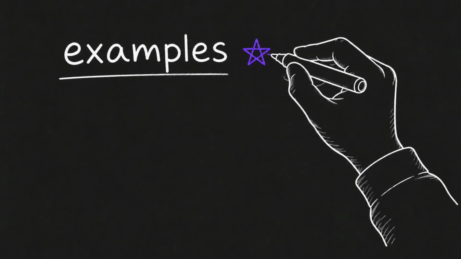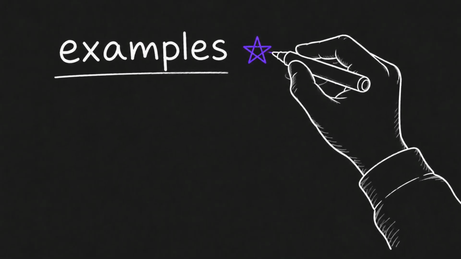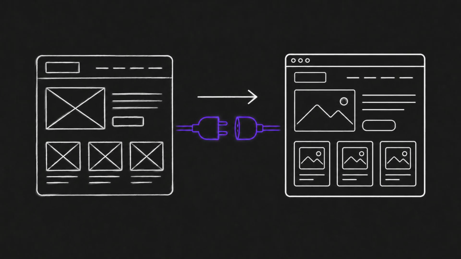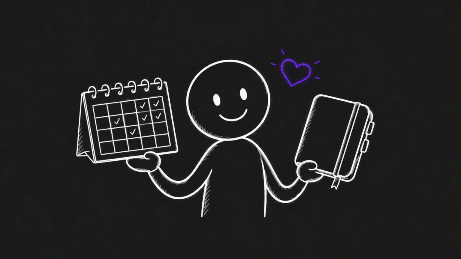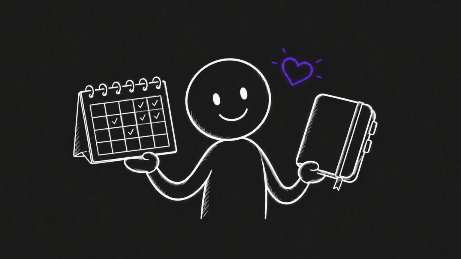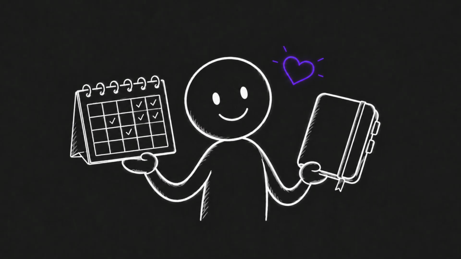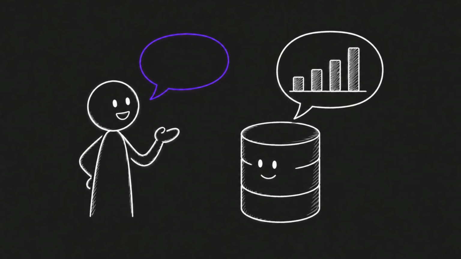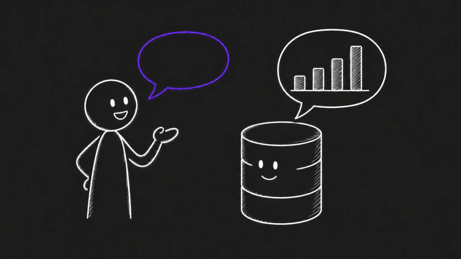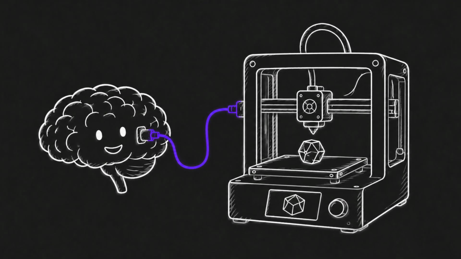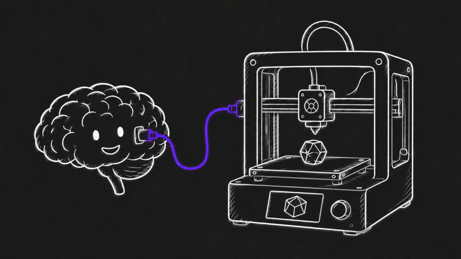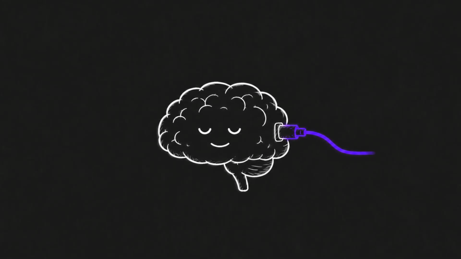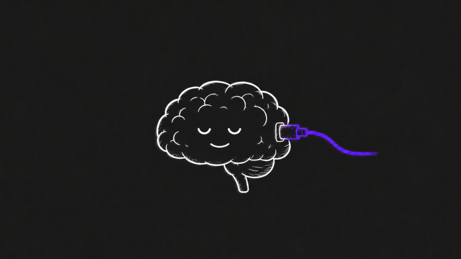Let's make it real for a second. With the right MCP server connected, your AI can read a Figma design and build the actual website from it. It can check your Google Calendar. They can talk to your company's databases and let you just ask questions in plain English. Somebody even wired one up to control Blender and a 3D printer. The AI didn't get smarter, it just got plugged in.